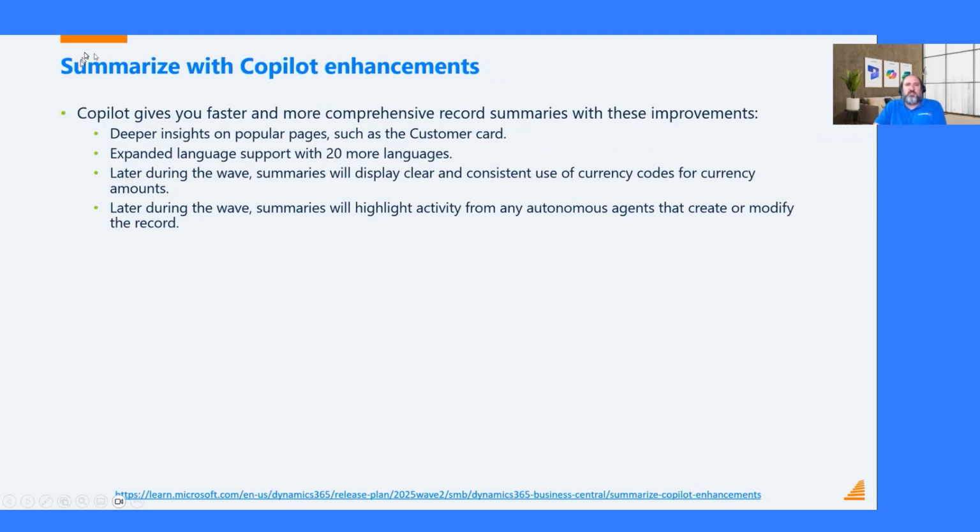There are also some new summarize with Copilot enhancements. When you create a summary, like when you go onto a vendor or a customer page, there are deeper insights and expanded language support. Later during the wave, summaries will also display clear and consistent use of currency codes. In the past, the summaries used to say LCY and an amount when displaying amounts. Now it will actually show the local currency code out of the general ledger setup as opposed to just LCY for the currency code.